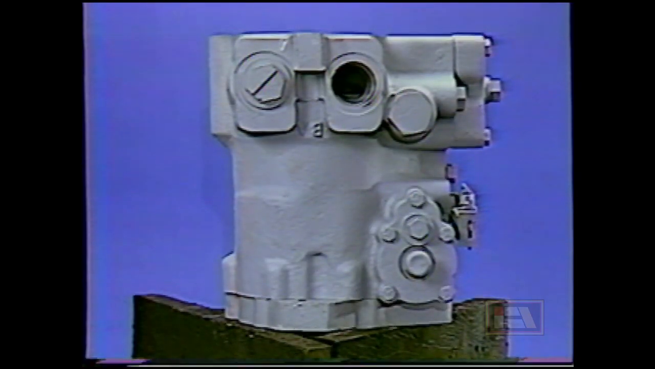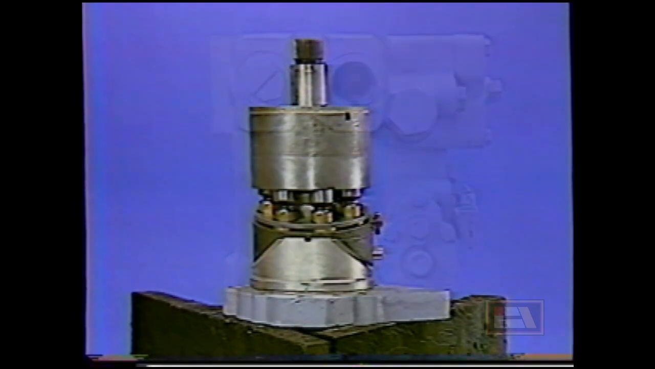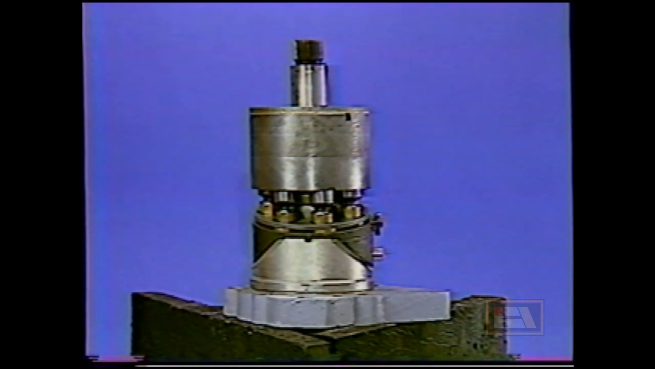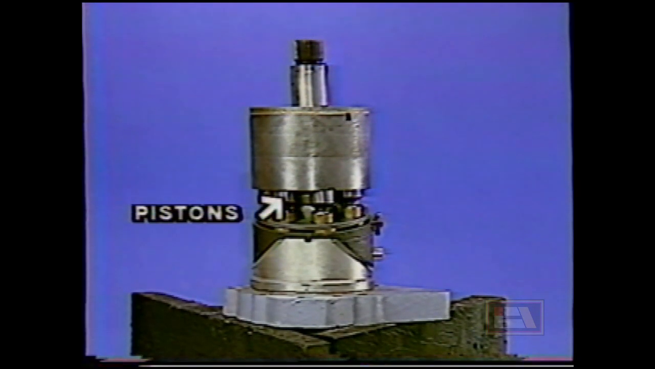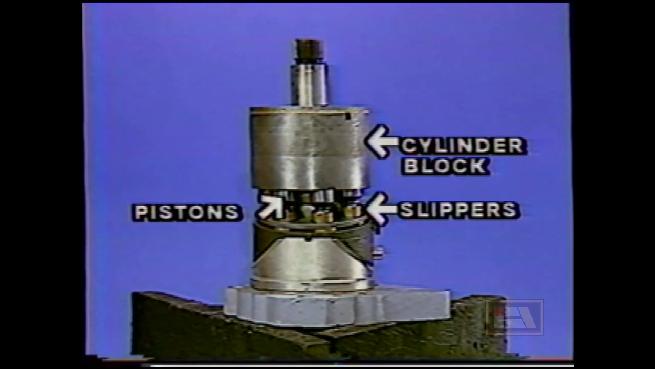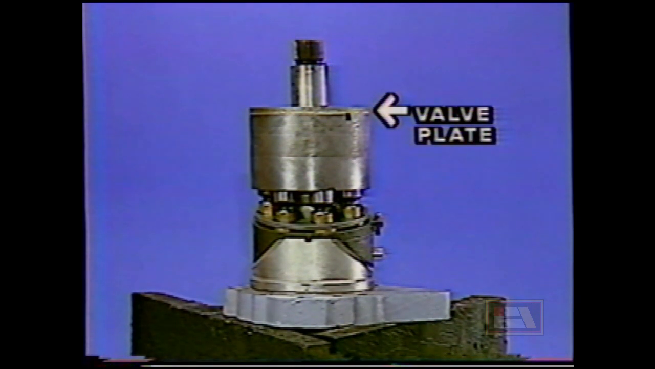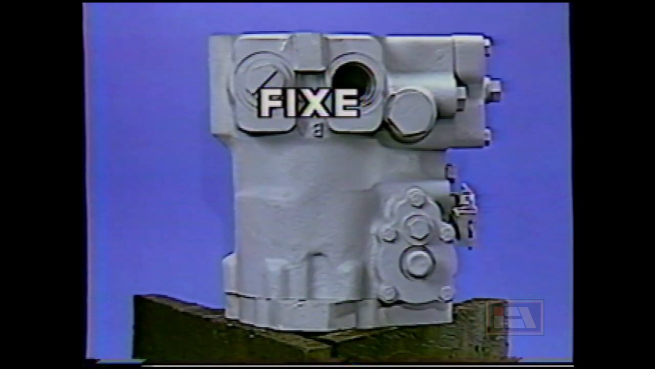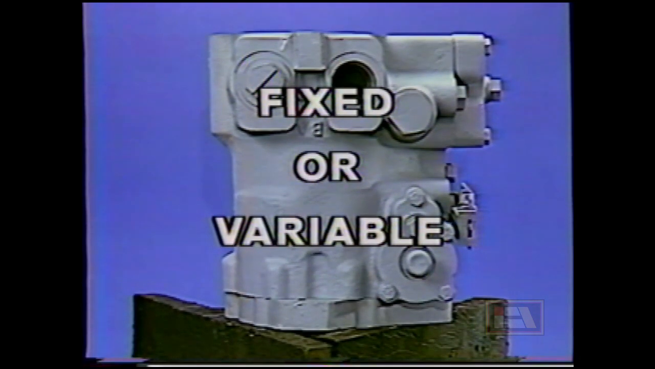The hydrostatic pump can come in different varieties. The most common we see is the axial piston pump. Looking inside the main pump housing, you'll find the following components: the rotating group, made up of pistons, slippers, and cylinder block, the swash plate, and the valve plate. This pump can have either a fixed output or an output which is variable. We'll discuss the output of a pump later.